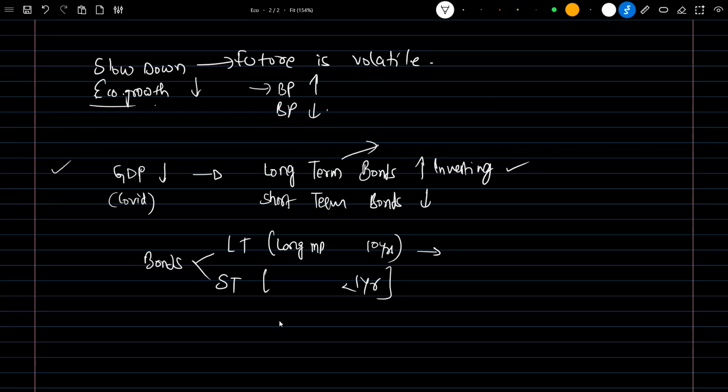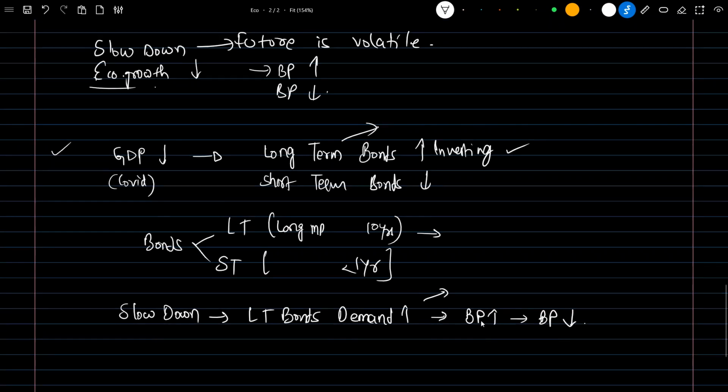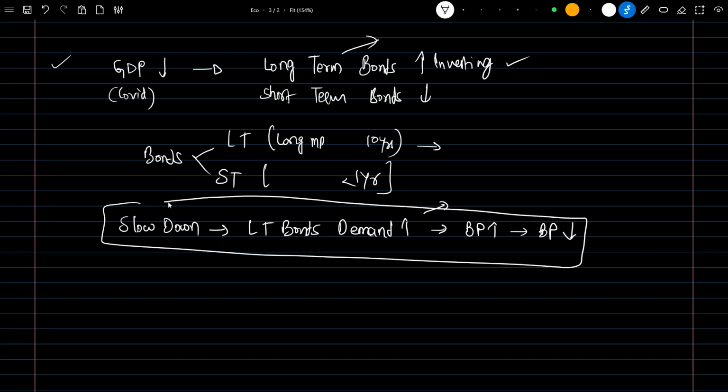So what does it mean now? Whenever there is a slowdown, the demand for long-term bonds will be more. Whenever bond demand is more, bond price will be more, which we already talked about earlier. That means bond yield is less and bond yield will be decreasing. This is the situation which will mostly happen in the case of a slowdown.